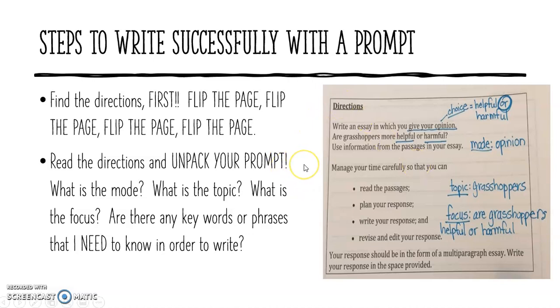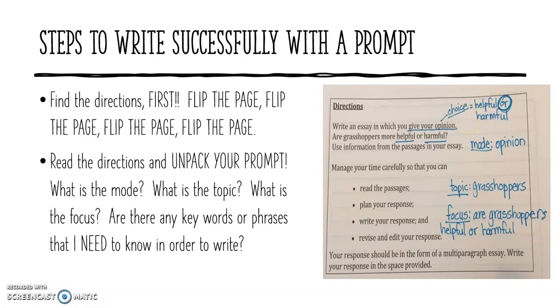So I'm going to be modeling with grasshoppers. And remember this, boys and girls, this is our are grasshoppers helpful or are they harmful? Remember, we had to make a choice. And when I was unpacking my prompt, I noticed that I had to give my opinion. And what's the first word that should come to your mind? Choice. We had to choose either helpful or harmful. Or being the key word here, or means one. So you get to choose one side. You can't write about helpful and harmful. You only get to write one side.